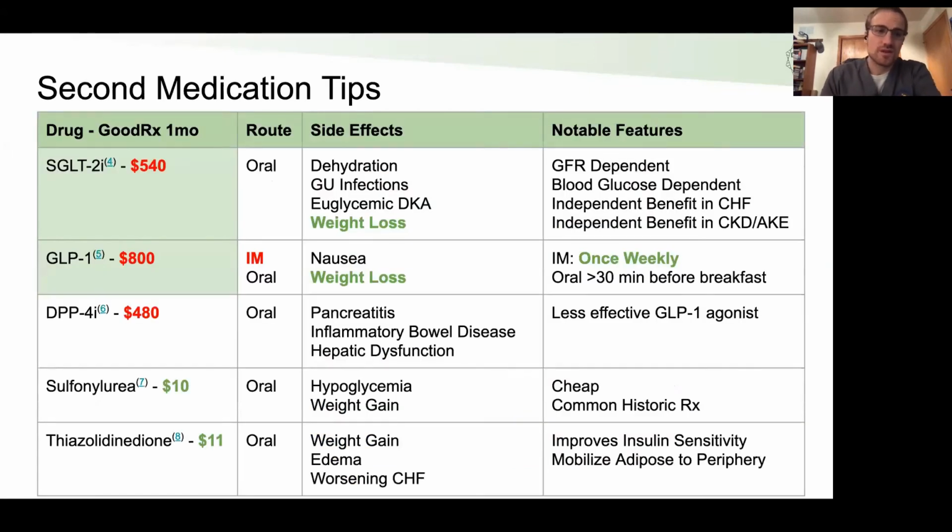So just some tips for these second medications. I'm not talking through everything on this table. We're going to leave it up here. Pause the video, take a look at it. The prices in red and green are the GoodRx rough averages for 1 month worth of prescription.